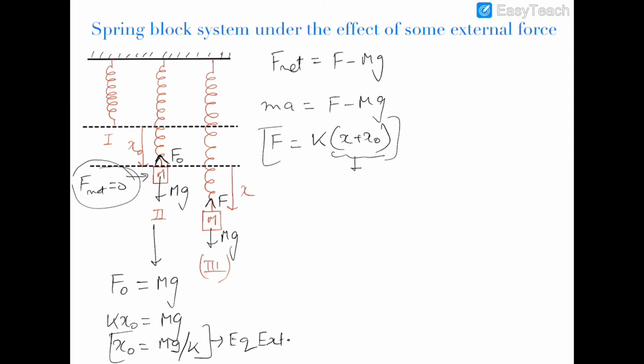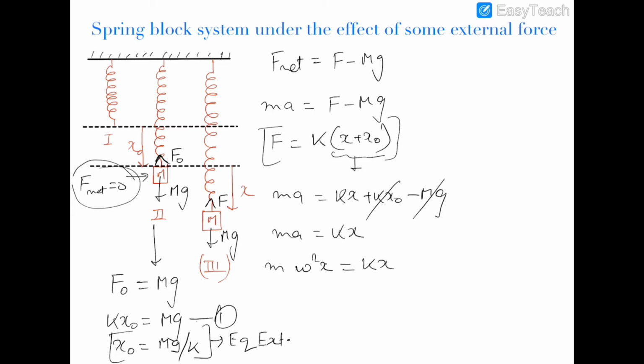Therefore this F is k x naught plus kx, and so ma is equal to kx plus k x naught minus mg. Now from equation 1 you can see that k x naught is equal to mg. Therefore, by cancelling k x naught with mg, ma is equal to kx, and this a is omega square x, so omega square x is equal to kx.